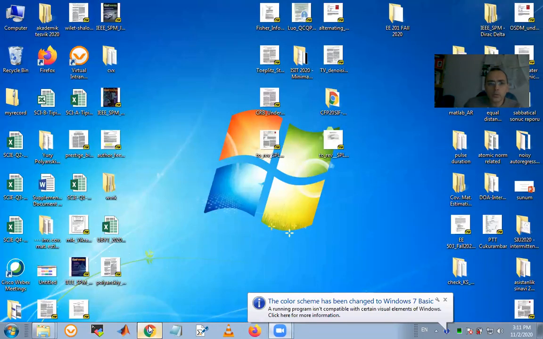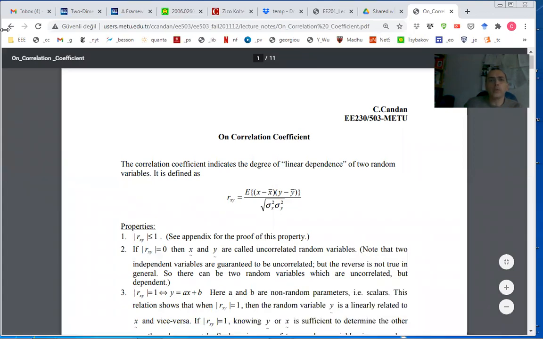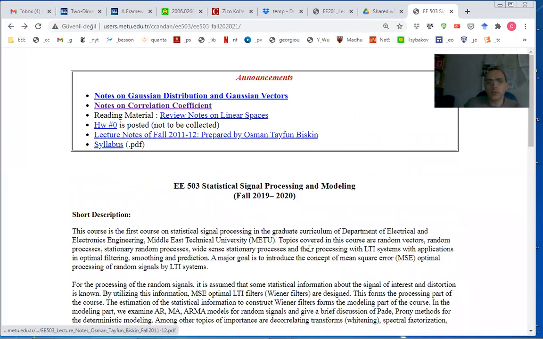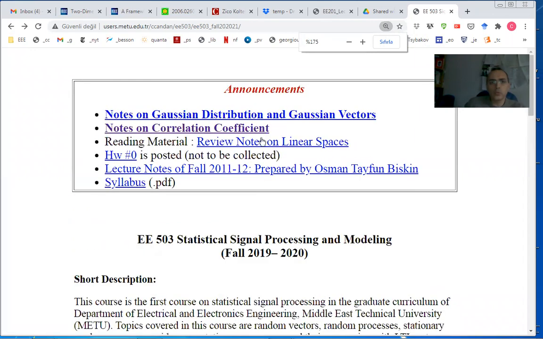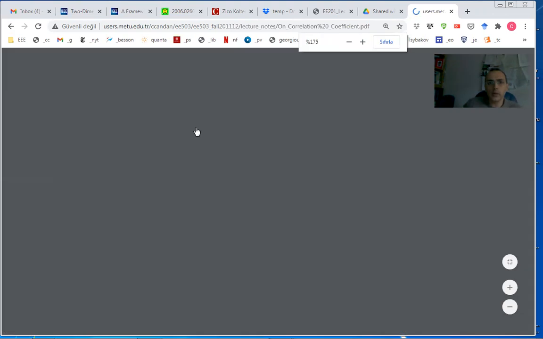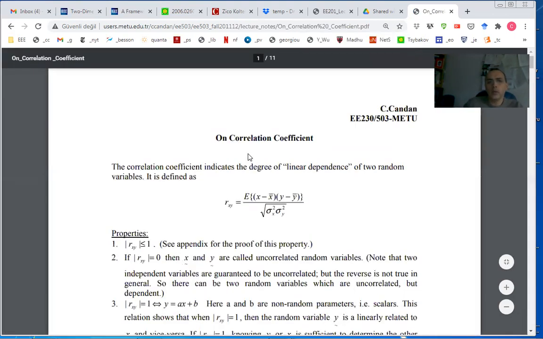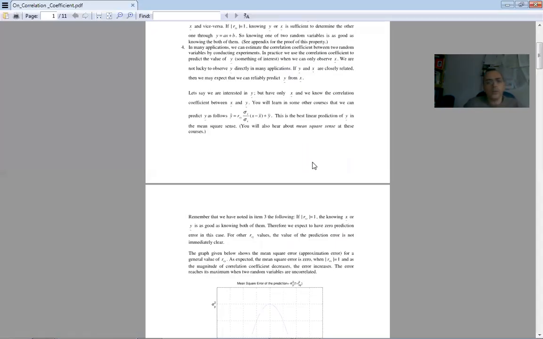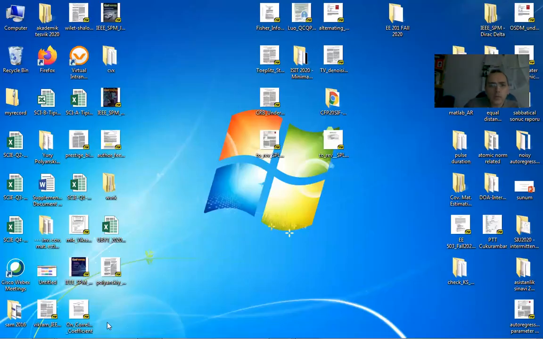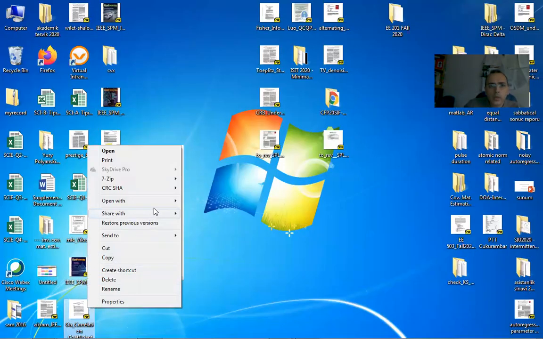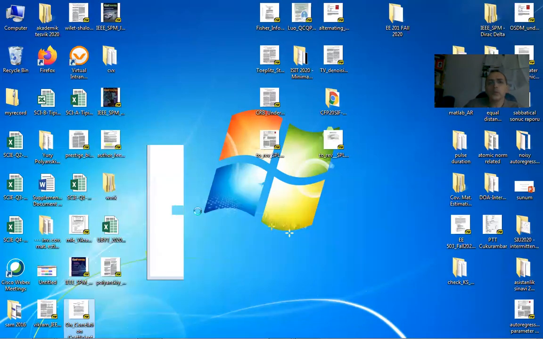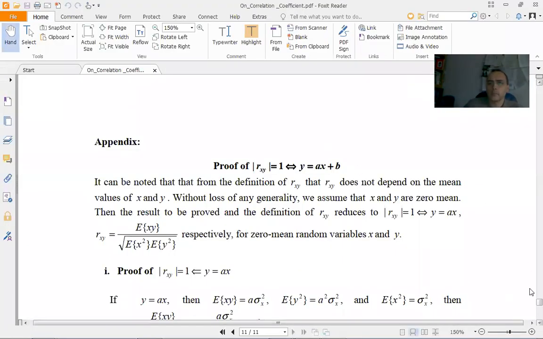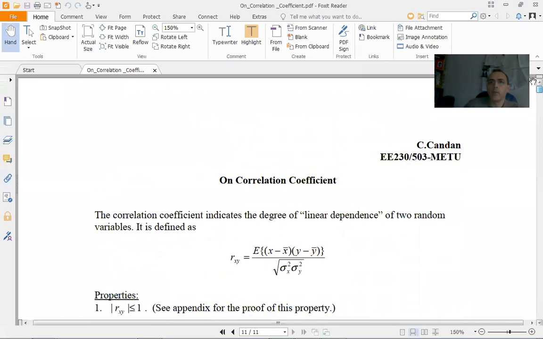So this is our, let me see, course web page, and I'll be discussing this document. If you go to our course web page, you will see notes and correlation coefficient link. If you click on this link, you will immediately see the PDF file that I'll be talking about. Okay, so I have downloaded this. Let me start this file with the other reader.